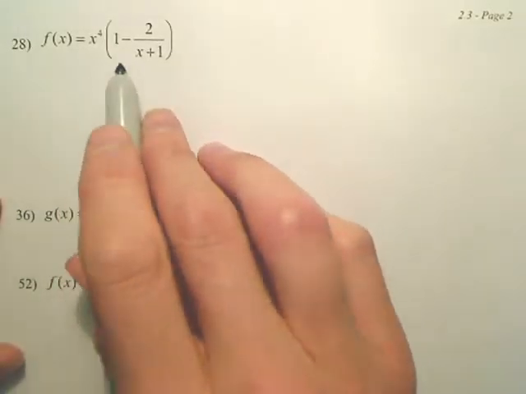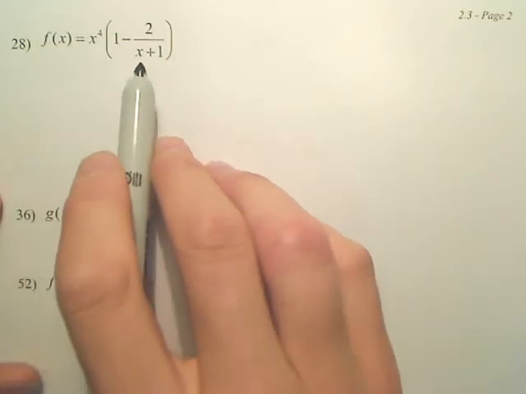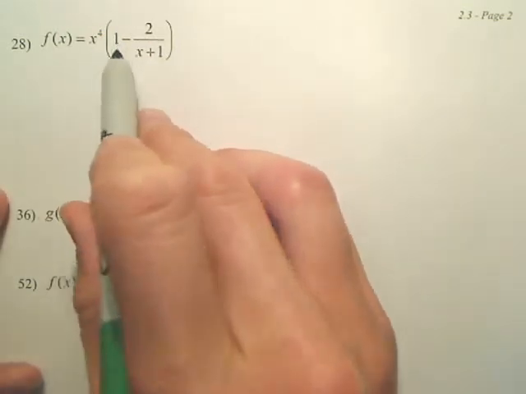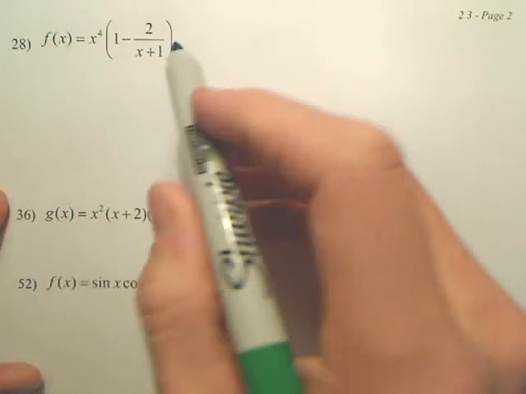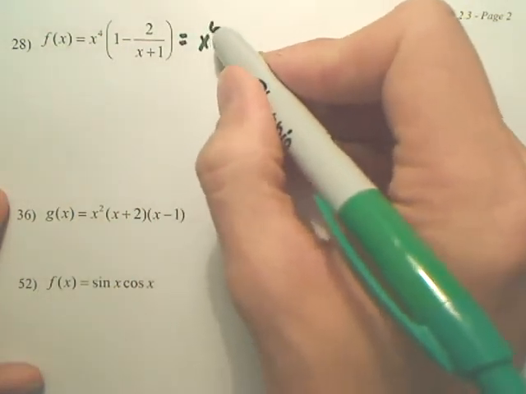We're going to derive this. Now, what you see here is a product and a quotient both. Can we change it so we don't have to deal with a product and quotient both? Could I just simply distribute that x to the fourth? I think that makes life a little bit easier. Distribute x to the fourth.